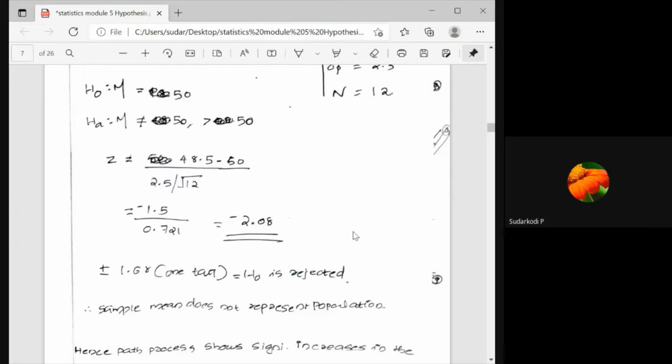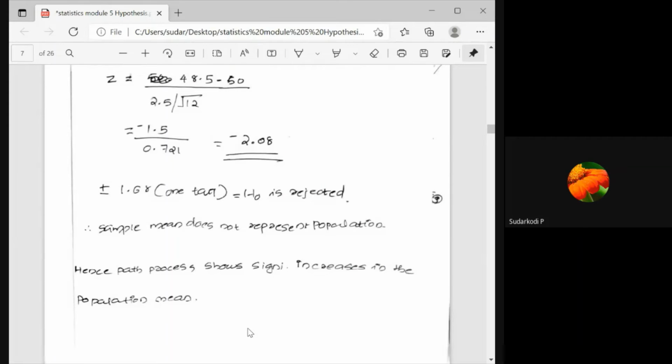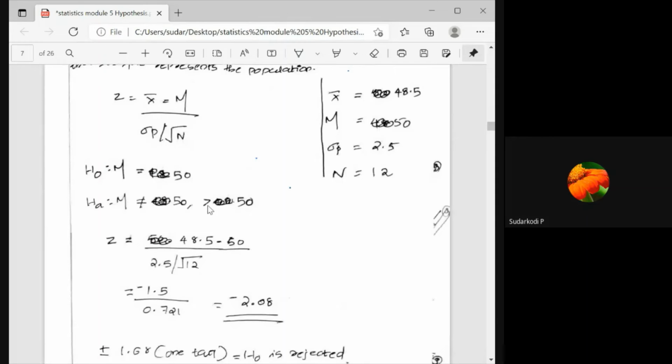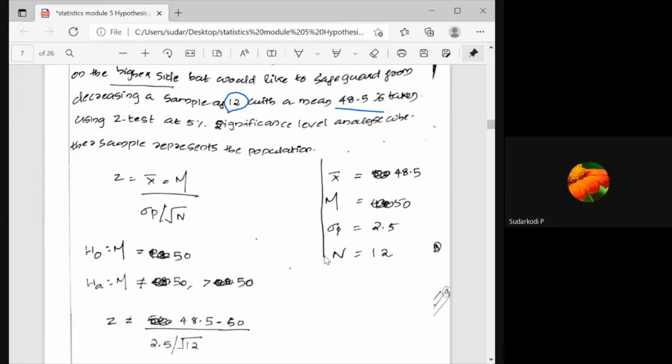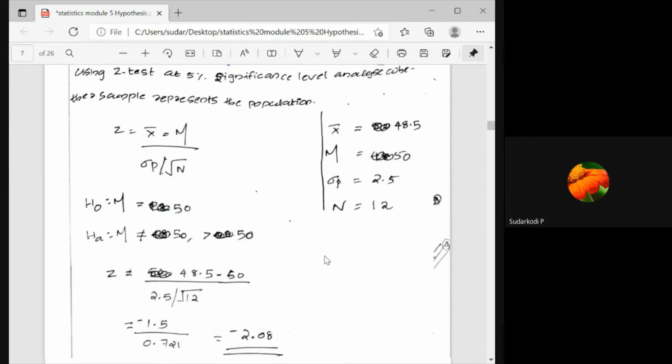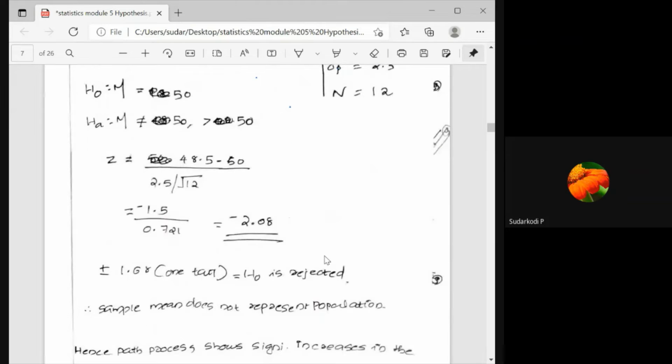So what if we reject the hypothesis? What is our conclusion? The sample mean does not represent the population. That means you have one more conclusion here: the process shows an increase in the population mean, so your alternate hypothesis is accepted. That means the new process may give you a better result when compared to the old one, so you need not go for the old process.